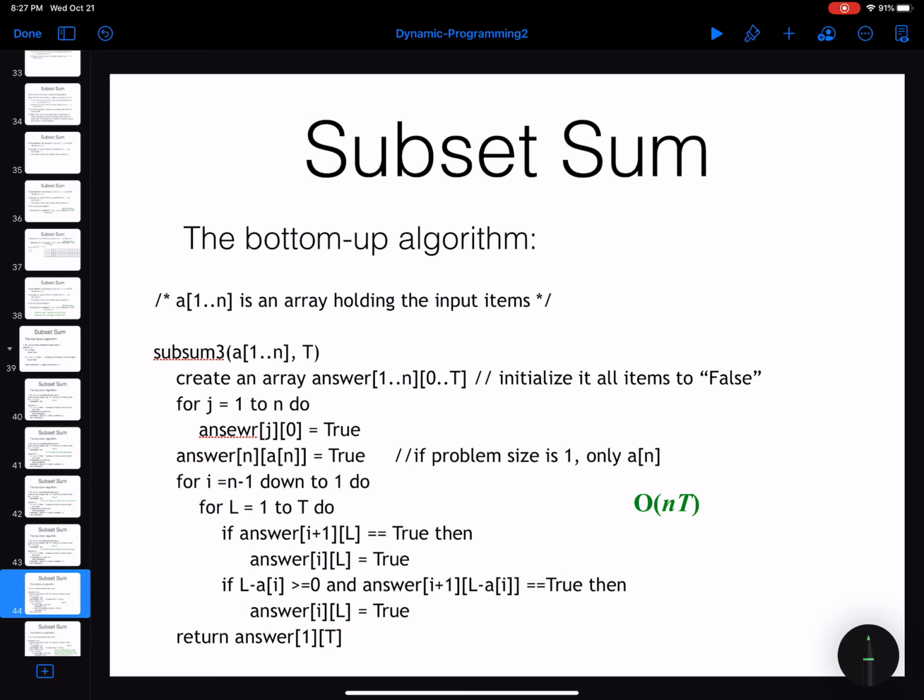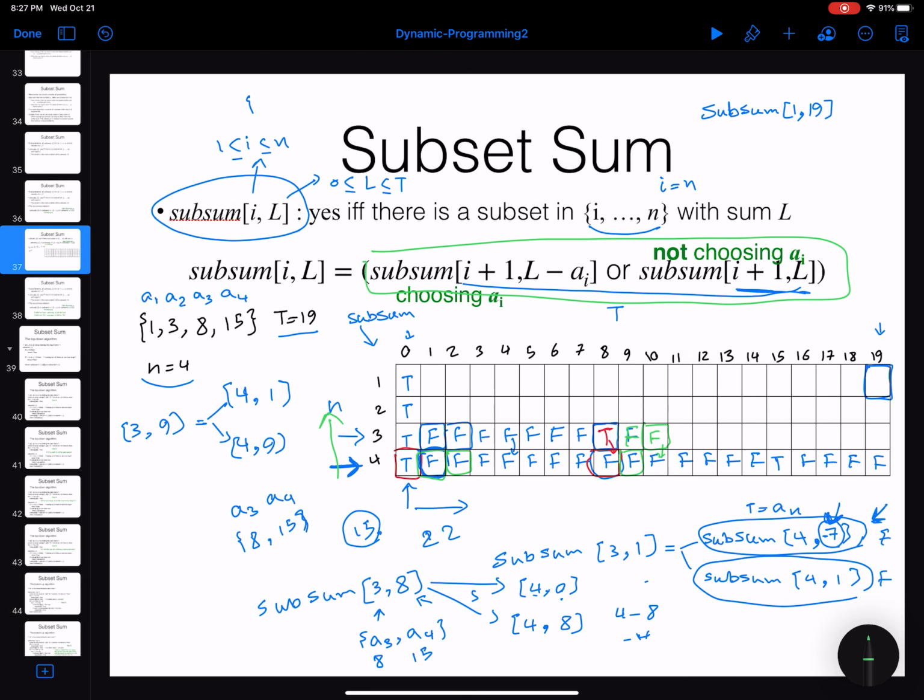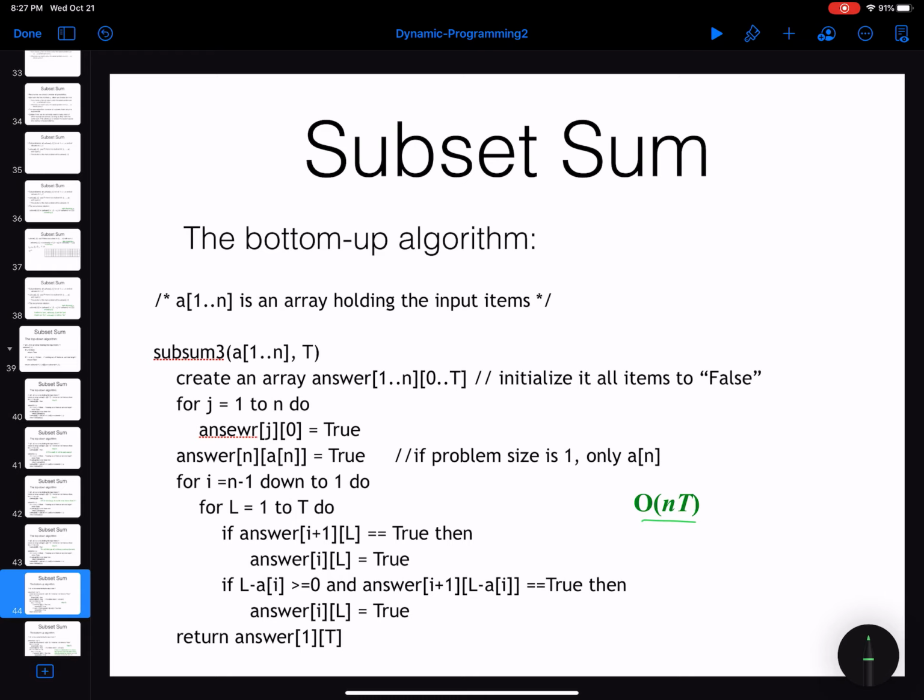So what is the time complexity? It is clear that the time complexity is going to be O of n times t. The reason is that you are filling such a table, and the cost of calculating the answer for each of these cells is just looking at two other cells. Whatever is the answer from them, you take OR between them, and this is going to be the answer for the next cell. So the computation for each cell is constant. I have a table of size n times t, and so the cost is going to be n times t.